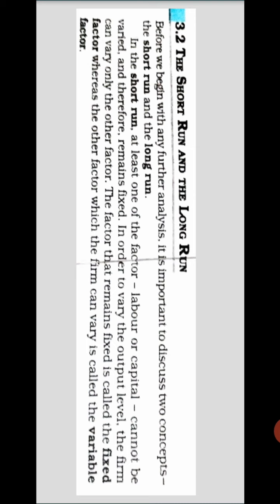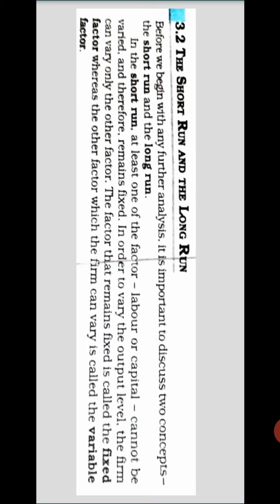So simple: 1 year or less than 1 year is a short run. If it is more than 1 year, we will call it a long run. Long means long time, short means short time. Why is it important? Because next you have to study the total product, average product, and marginal product.